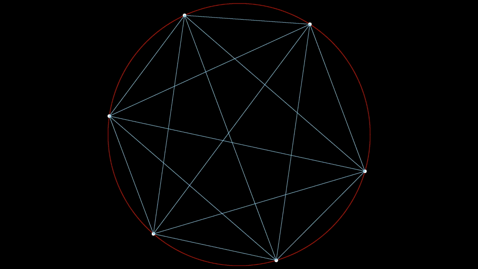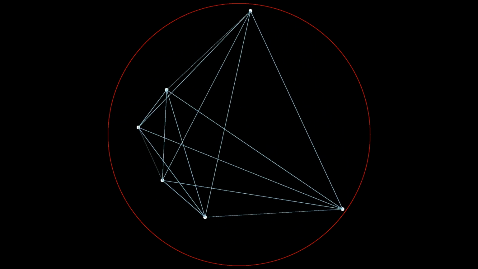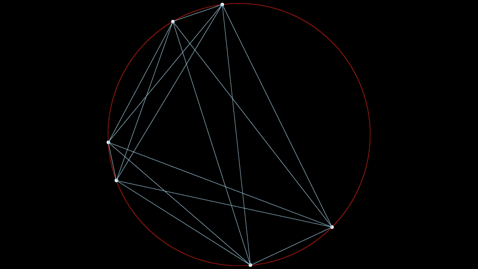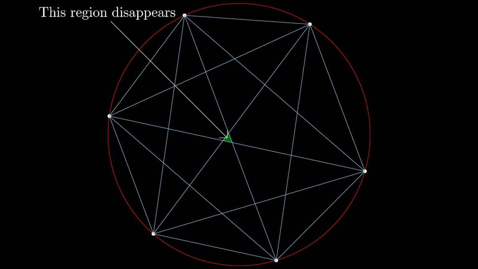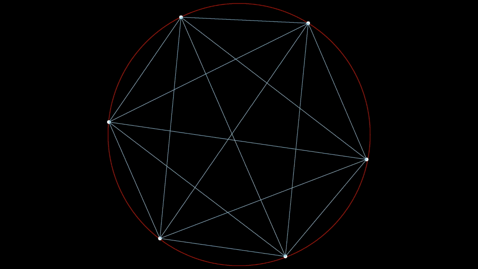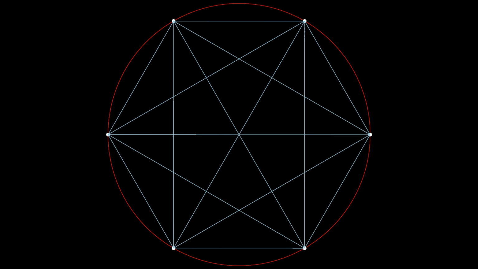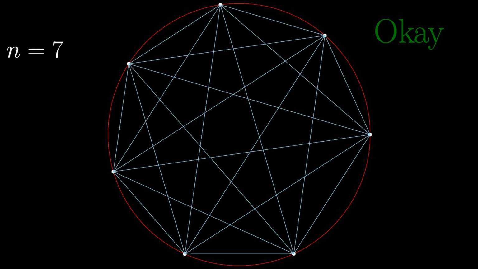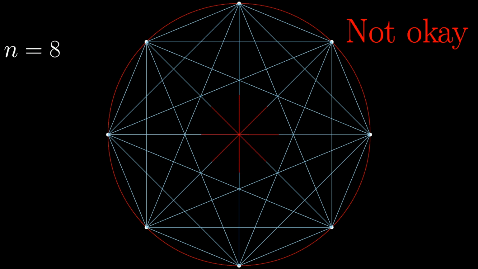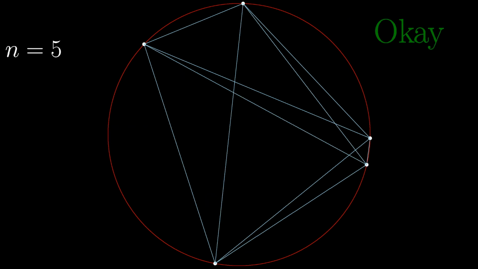You might be wondering if changing the placement of points changes the number of sections. It actually can. For instance, watch how this small region in the middle disappears if we adjust things so that 3 lines go through the same point. But if we add the restriction that no 3 lines can go through the same point, the number of sections depends only on the number of points, not their placement, as you're about to see.